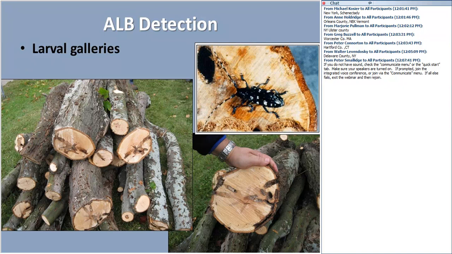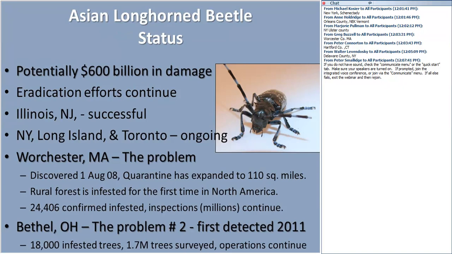This is what I look at when I look at loads of firewood moving down the road. You get this, the boring of the beetle larvae in the tree, and it's very easy to see even from a distance. It's very characteristic in maples. So this is the scary thing. Potentially the damage is just incredible, and just in the United States, $600 billion in damage, considering all the different aspects, tourism, maple syrup, and everything.